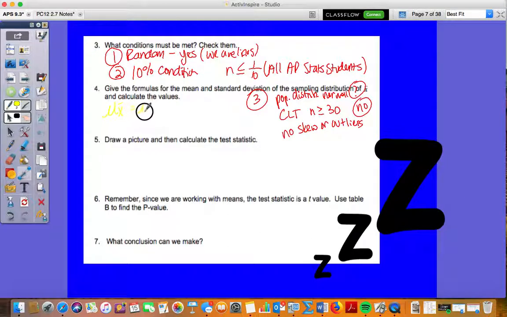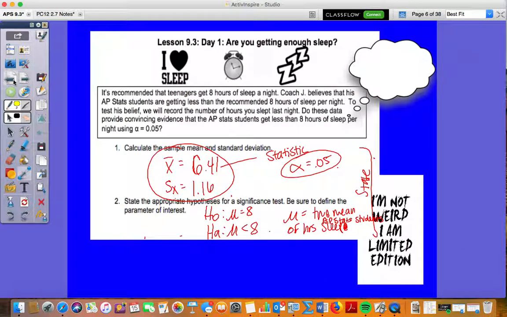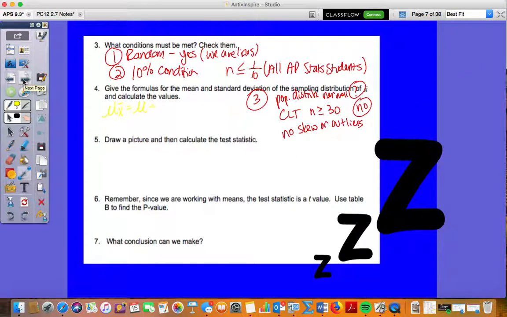Yeah, great job. Mu of x bar is equal to mu, which, if we remember here, was related to our 8, which was 8 hours of sleep, right there. And what about our sigma of x bar? What does that equal? Lindsay? I saw Lindsay first. Sorry, Mike. S of x over root n. Yeah, s of x over square root of n. Very good.